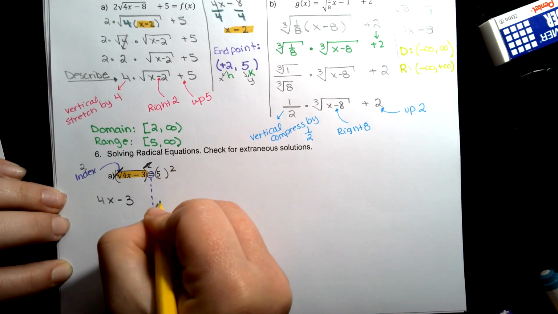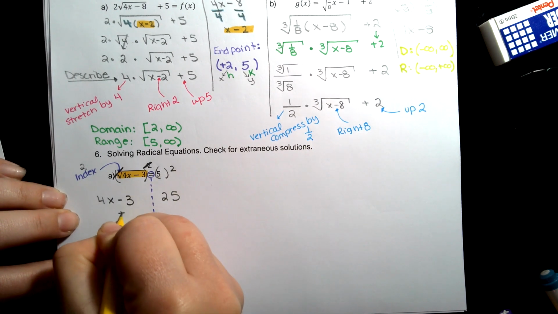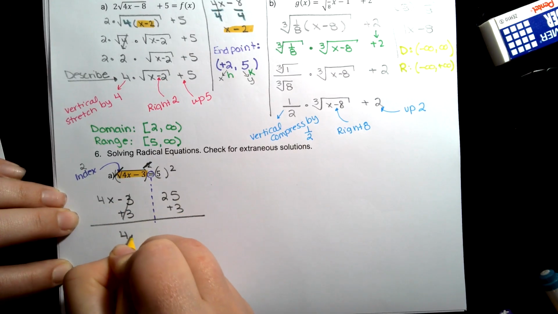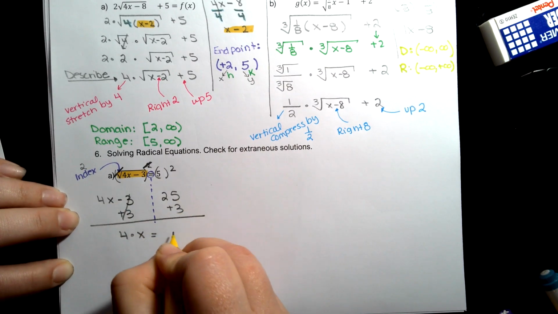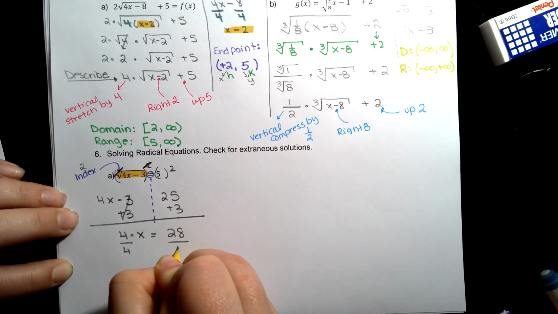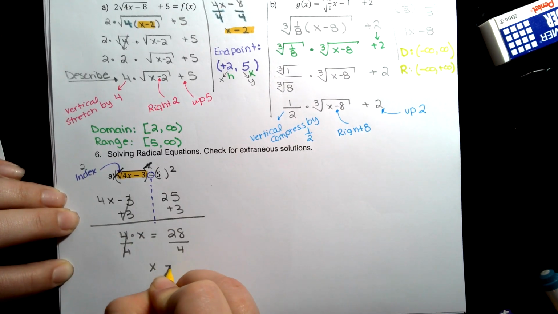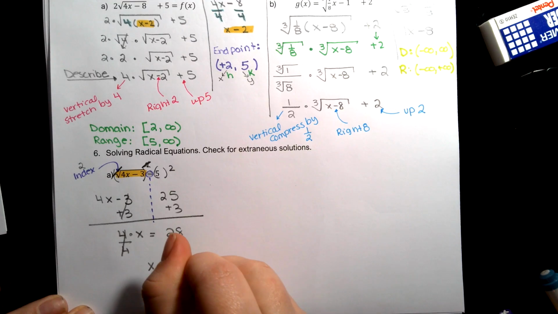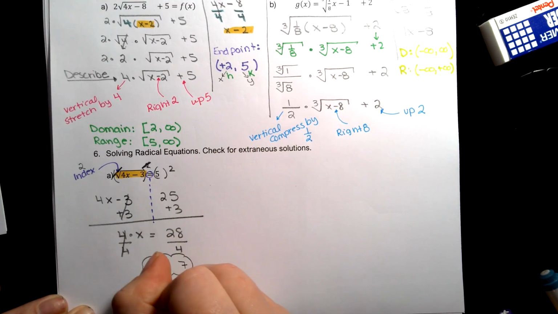And then here we have 5 squared, which is 25. I'm going to add 3 to both sides. This is linear. We're back in IM1, solving a 2-step equation. 5, 6, 7, 8, divide by 4, divide by 4, and we get our answer. Now, remember that when we are solving equations, we have to check for extraneous solutions. So this is still a maybe.